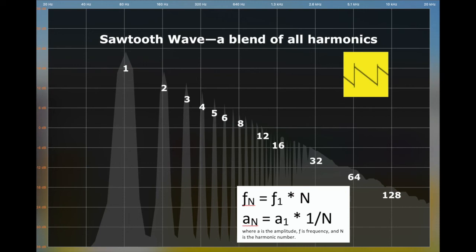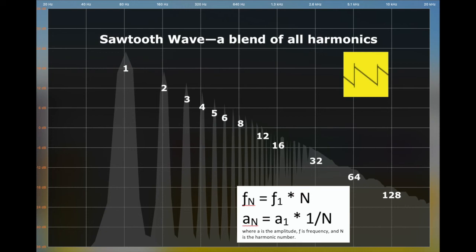The second formula is the amplitude of any harmonic. So the nth harmonic, its amplitude will be the amplitude of the fundamental, A1, times 1 over the number of the harmonic. So again, the seventh harmonic would be 1/7 the amplitude of the first harmonic.